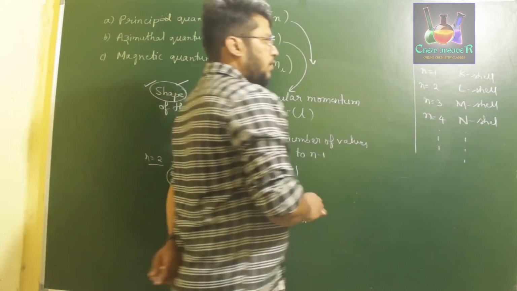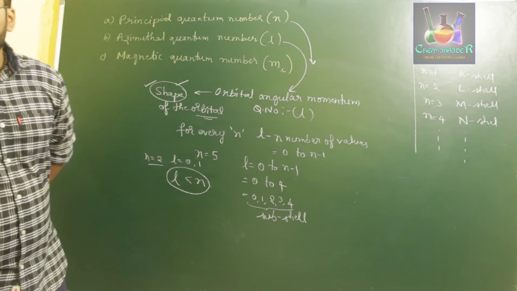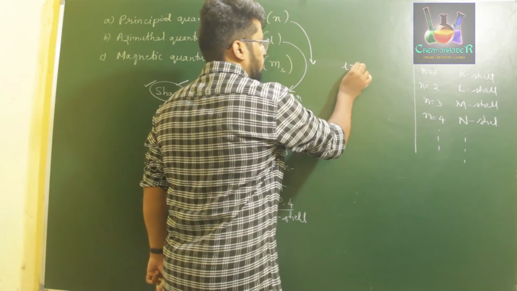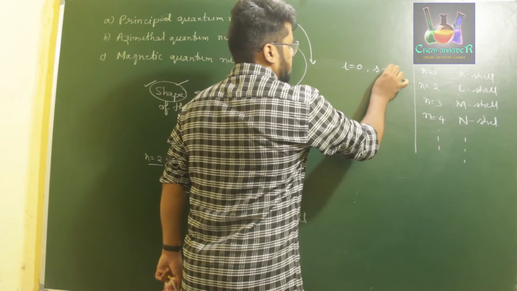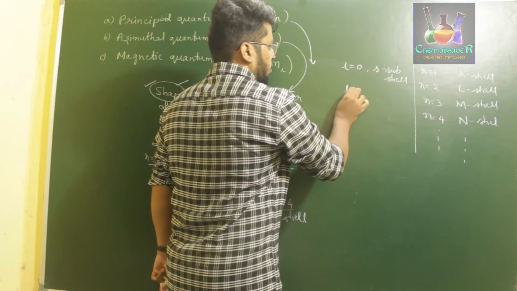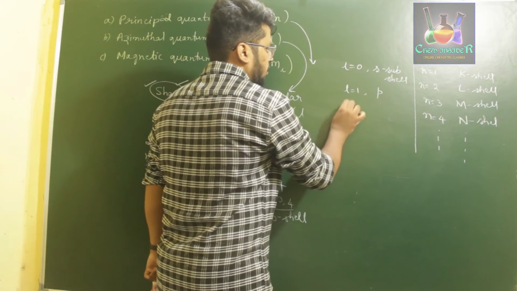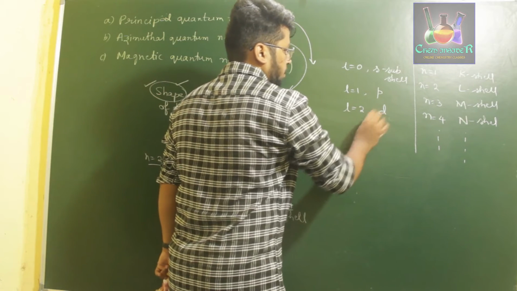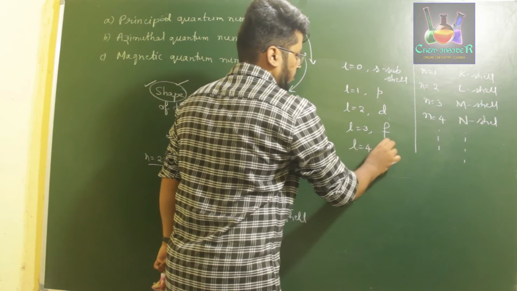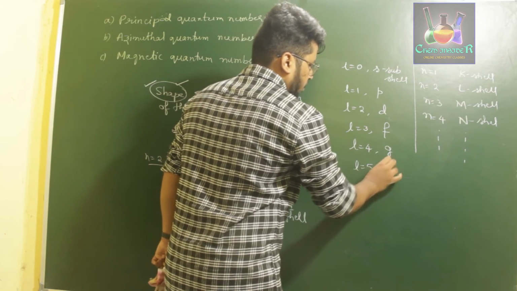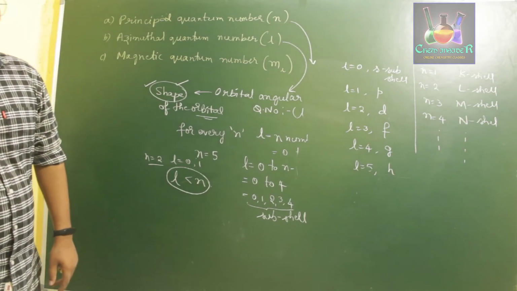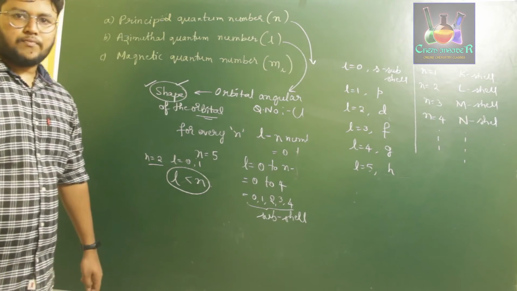For every L value, we have certain subshells denoted by symbols. If L is equal to 0, then the subshell will be S subshell. If L is equal to 1, it belongs to P subshell. If L is equal to 2, it belongs to D subshell. If L is equal to 3, it belongs to F. If L is equal to 4, it belongs to G. If L is equal to 5, it belongs to H. So, for every shell, we have a certain number of subshells.